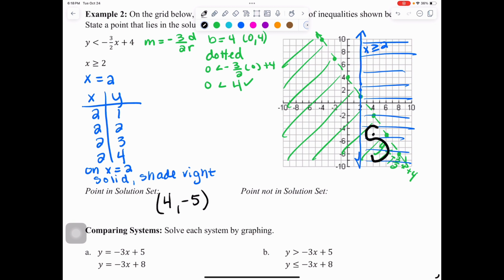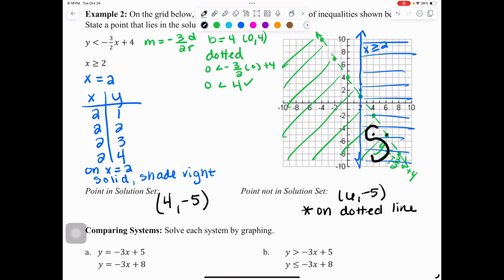Now I have to pick a point that's not in the solution set. So you could pick one that's only in the blue, only in the green, or I'm going to pick one that's a special scenario. I'm going to pick the point 6, negative 5. And the reason I'm picking that one, 6, negative 5, is to remind you that that cannot be a solution because it's on the dotted line. All right, so that's a nice little reminder.